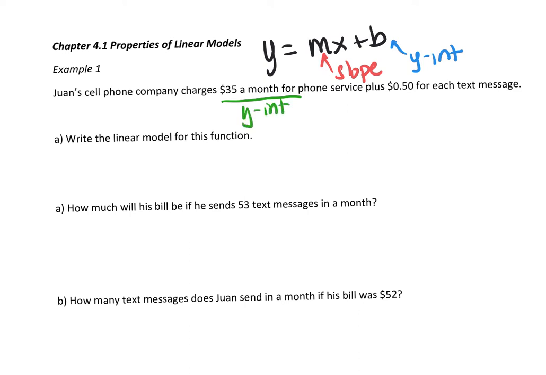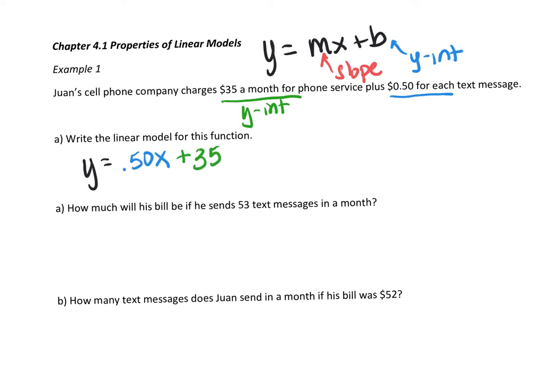And on top of that, every text message we send, we have to spend 50 cents for each one of those. So my equation can be written as y is equal, and my slope here is 0.50x, that's how much I'm spending per text message, plus the starting value that I pay every month, which is $35.